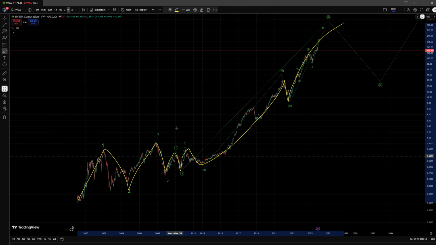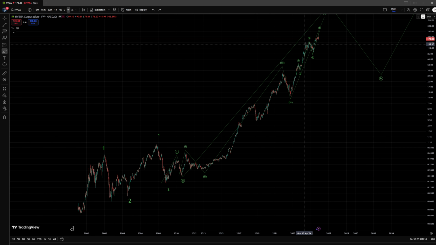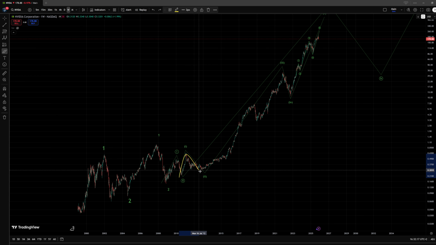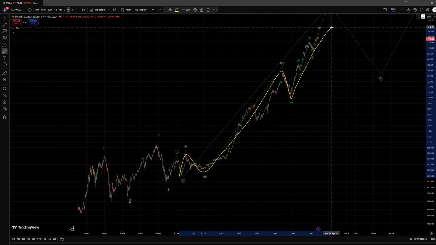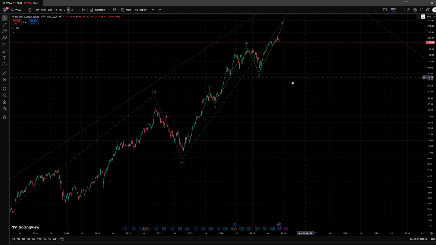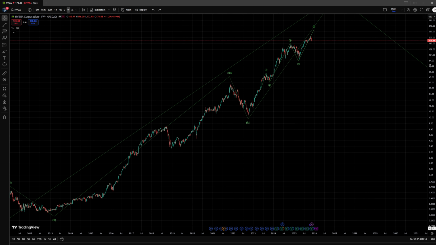Within this structure, I do have some other interpretations, but as long as this doesn't shift into something too different, this is probably my preferred way to interpret this chart, where we have the 1, 2, 3, and the fourth and the fifth would be unfolding right now. Now in this wave 5, we are even trying still to track an impulse.